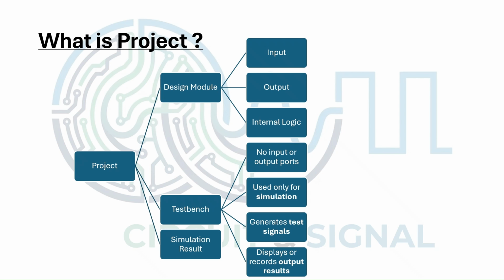Now, what is a simulation result? A simulation result is the behavior of a digital circuit shown by the simulator when the test input is applied. It tells us whether the design works correctly or not. Basically, we can see the waveform in the simulation. When we write the truth table of any digital circuit, we see the output. So in the simulation result, we can see the output of that digital circuit in a waveform.